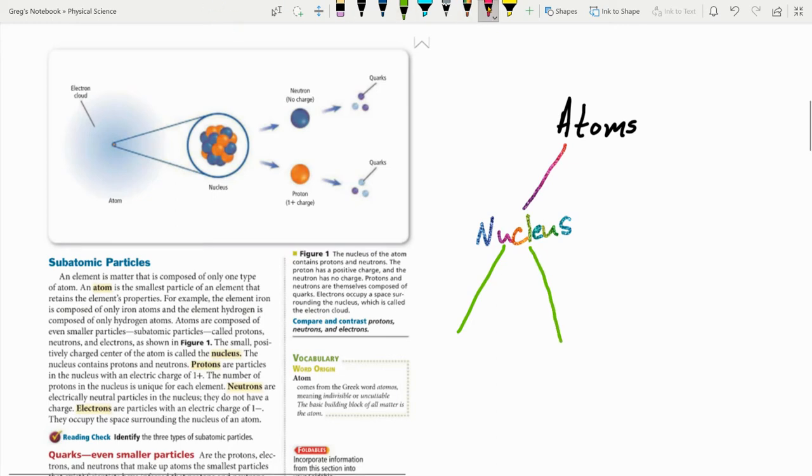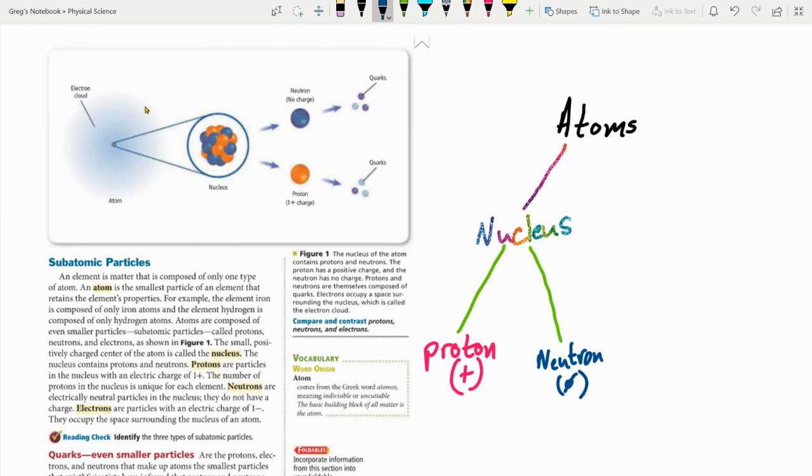we have protons. And protons have a positive charge. And here you can see some protons right here, a positive one charge. And then also in there, we have neutrons. And neutrons have no charge. Okay, a neutron has no charge. So let me put in here neutrons. They're neutral. They have no charge.